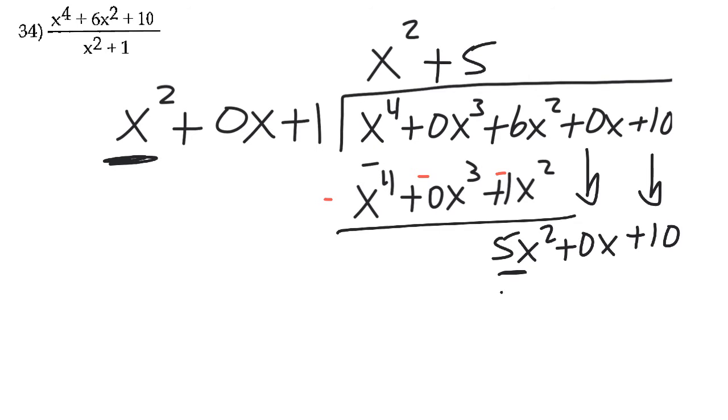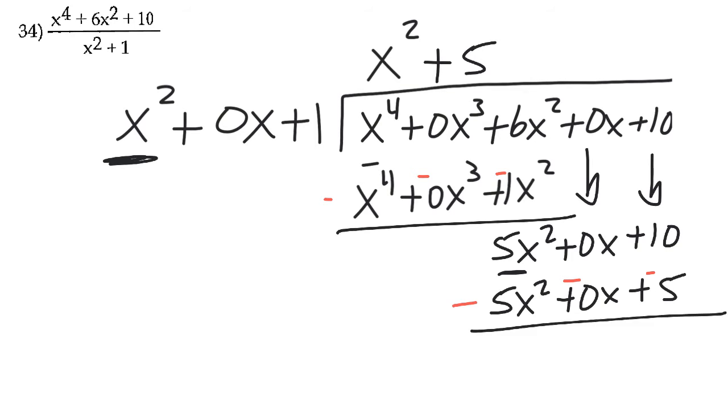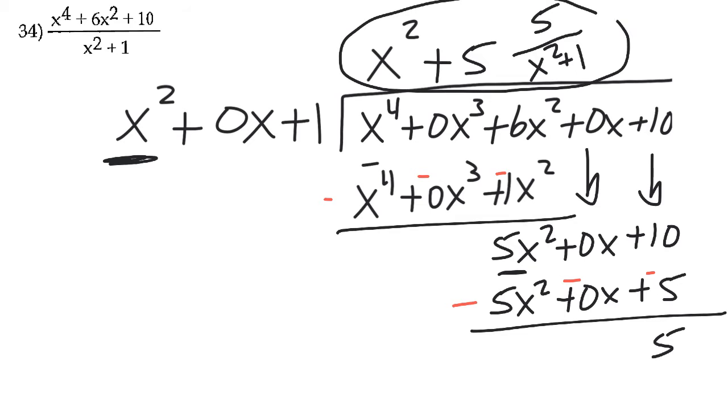5 times x squared is 5x squared. 5 times 0 is 0x. 5 times 1 is 5. And we'll change the signs. And we'll add down. Very repetitive process. 5x squared minus 5x squared is 0. 0x minus 0x is 0. And 10 minus 5 is 5. That being the remainder, we will just simply come up here and say x squared plus 5 and 5 over x squared plus 1 is the answer to that long division.